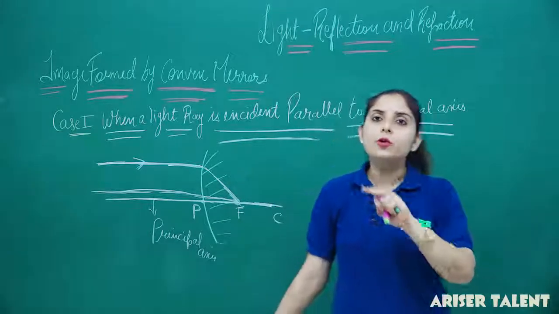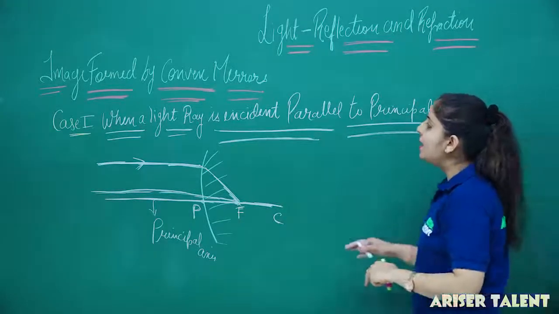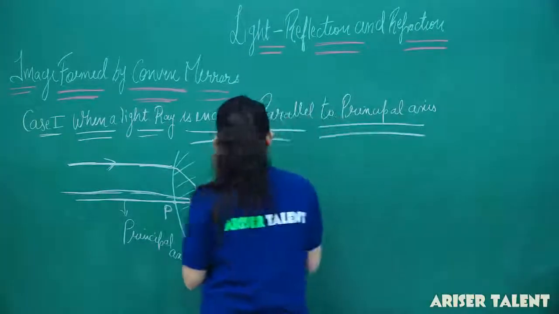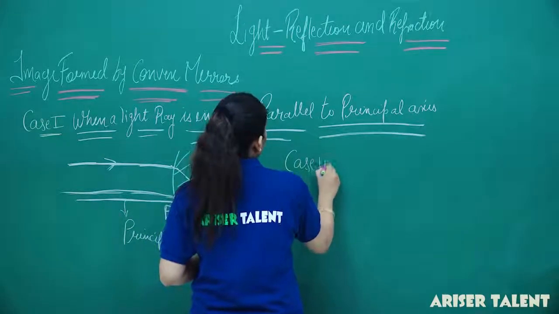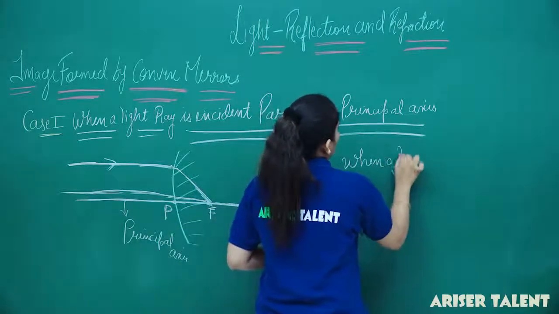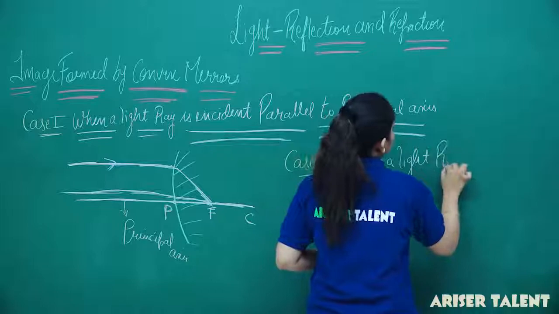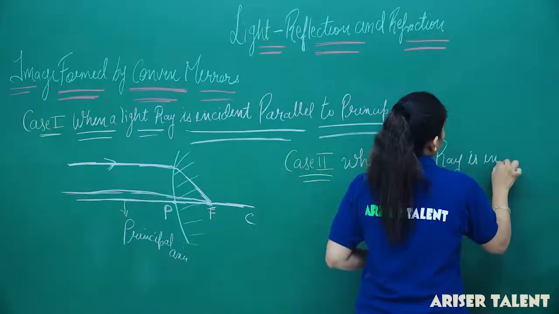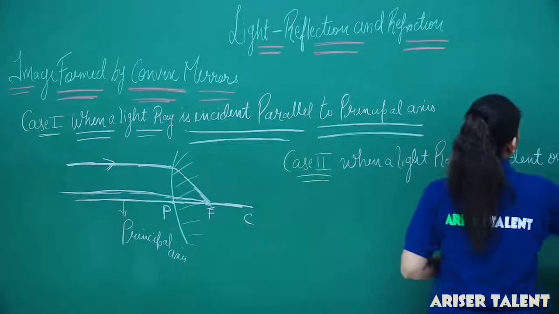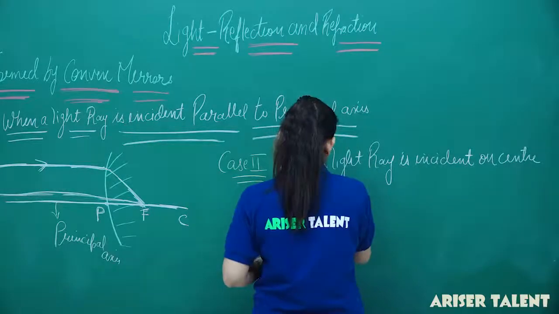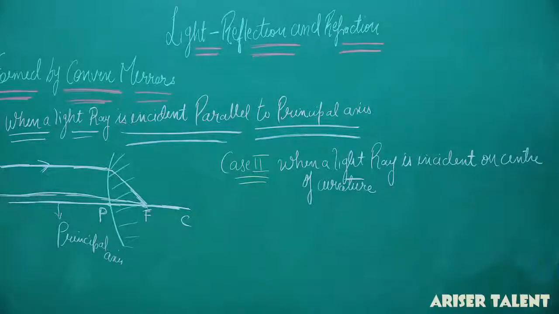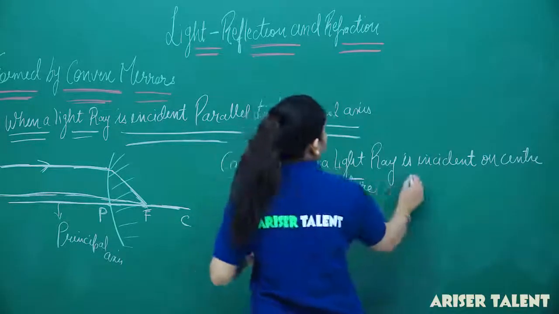Now, it has only two cases. The case number 2 we have is when a ray of light is incident on the center of curvature. So, the second case is when a light ray is incident on the center of curvature.